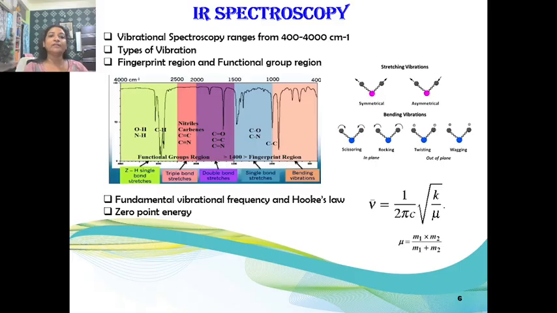So there are different types of stretching and bending vibrations. Stretching vibrations are asymmetric stretching and symmetric stretching, whereas bending vibrations are scissoring, rocking, twisting and wagging. There are four types of bending vibrations.